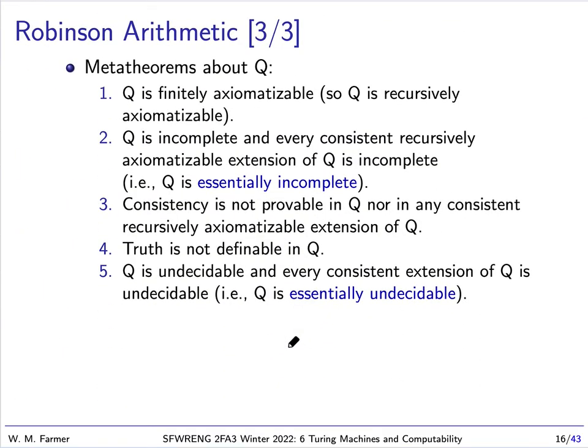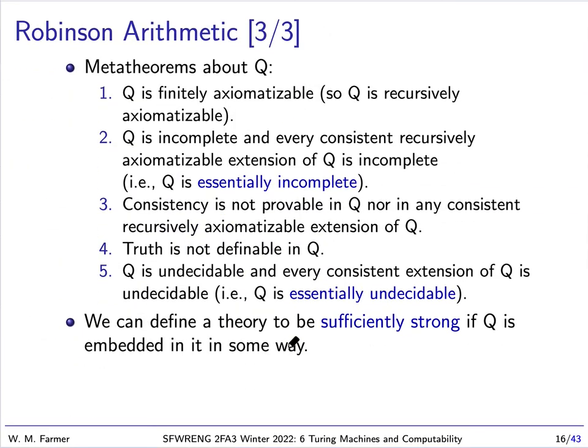Q is undecidable, and every consistent extension of Q is undecidable. Undecidable means that if we take an arbitrary formula, there's no algorithm that will tell us whether that formula is valid with respect to Q or not. And every consistent extension of Q is also undecidable. So Q is what's called essentially undecidable. We can't make it decidable by adding more axioms. And we can also use Q to define what it means to be sufficiently strong. We can say a theory is sufficiently strong if Q can be embedded in that theory in some way.